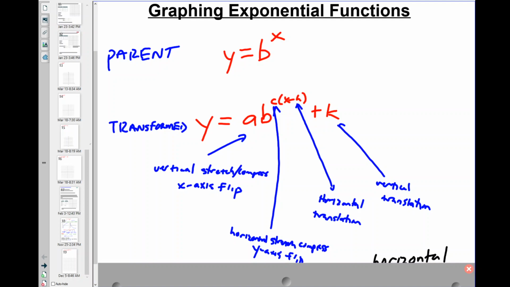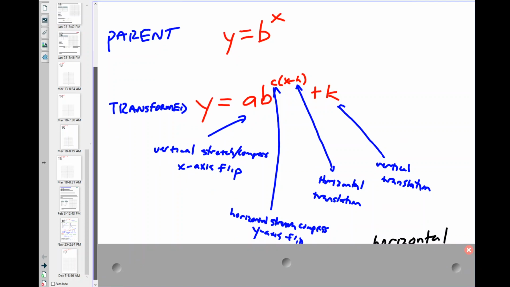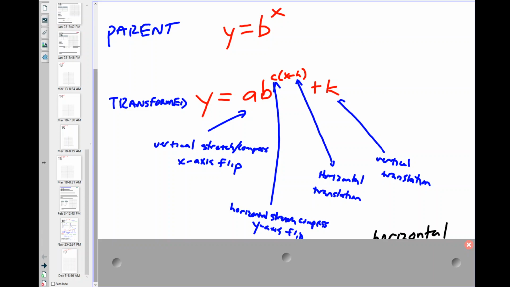Now, something to be aware of. Let's think of some components of the graphs that we've transformed. We did parabolas way back in the first semester. What are some things you know about parabolas?